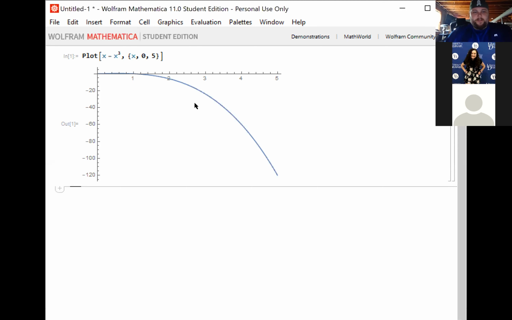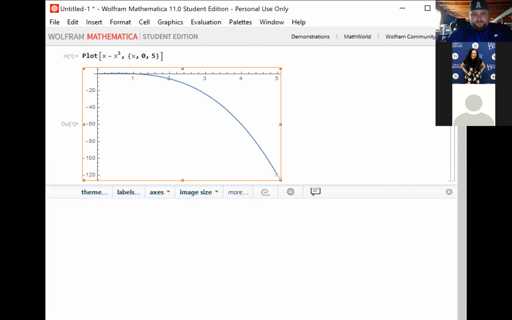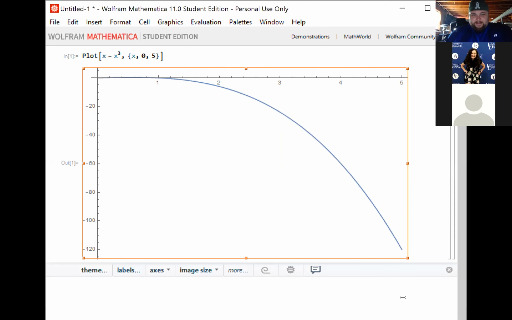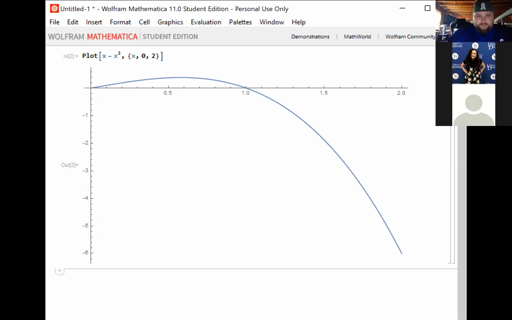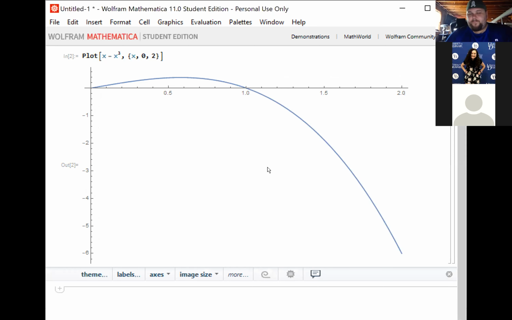Okay, so this one was always an interesting one, because if you don't zoom in, then you don't see exactly what you're supposed to do. So I only went out to 5 here, right? But there's actually a part of this curve that goes above the axis back here. If I zoom back in to say 2, now I can see it. So this curve goes above and then crosses at 1.